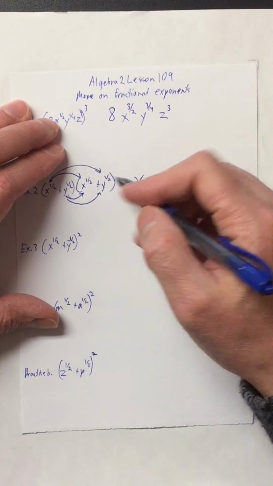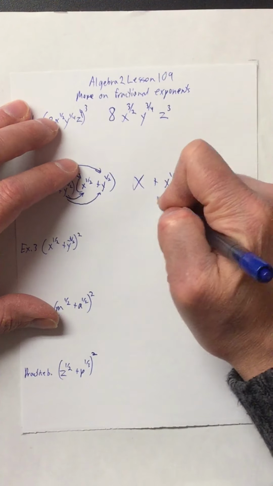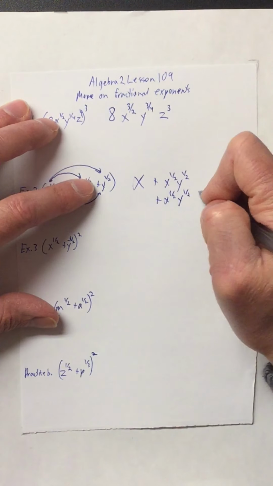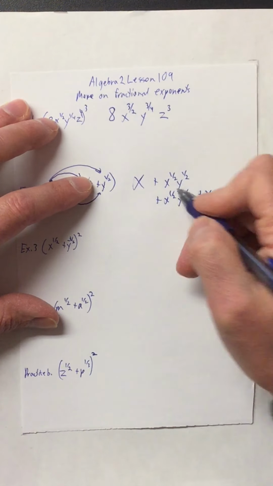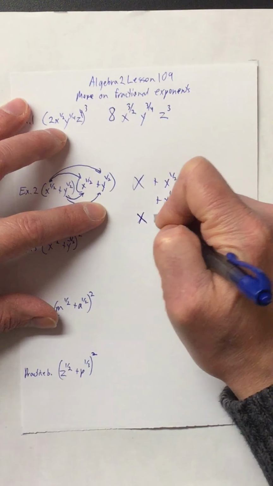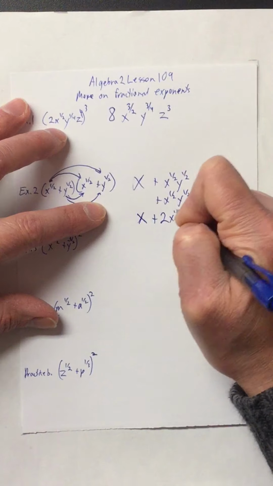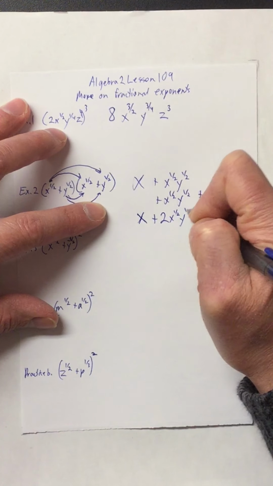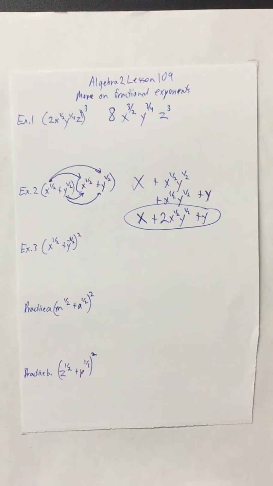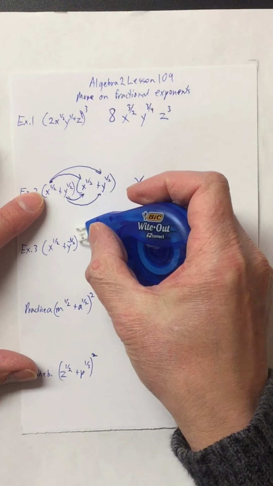And then if you look at the second part here, same thing like this, and then the y is plus y. So these are like terms, so we can combine those. So my final answer is x plus 2x^(1/2) y^(1/2) plus y. And it's been simplified.